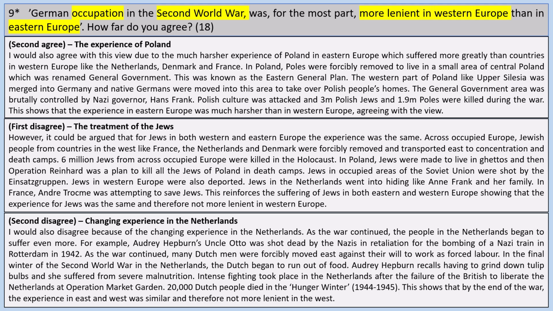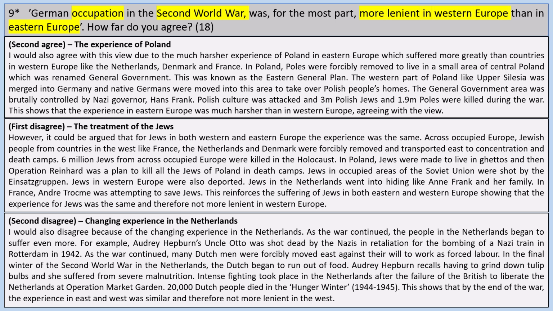I would also disagree because of the changing experience in the Netherlands. As the war continued, the people in the Netherlands began to suffer even more. For example, Audrey Hepburn's uncle Otto was shot dead by the Nazis in retaliation for the bombing of a Nazi train in Rotterdam in 1942. As the war continued, many Dutch men were forcibly moved east against their will to work as forced labour.